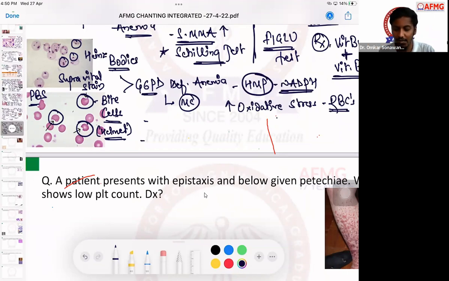Anybody? Two important triggers you have to remember. If the patient consumes fava beans, that is an important trigger. Okay, very good. And the second is if a patient was diagnosed with malaria and started on some drugs.